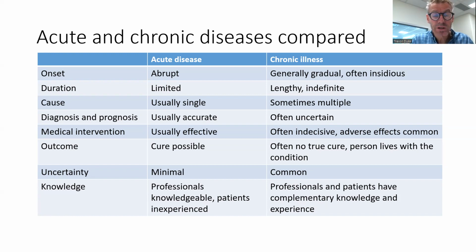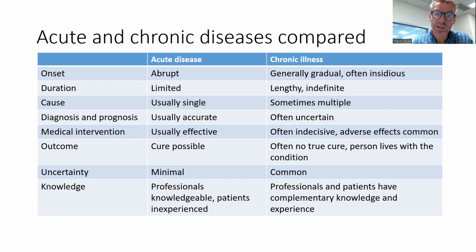The cause for acute diseases is usually just a single cause. Sometimes for chronic diseases, there may be multiple causes. Not always. Sometimes there's a single cause, and sometimes the cause is very uncertain. For cancer, for most causes of cancer, and for most childhood diabetes, for example, the cause is uncertain.